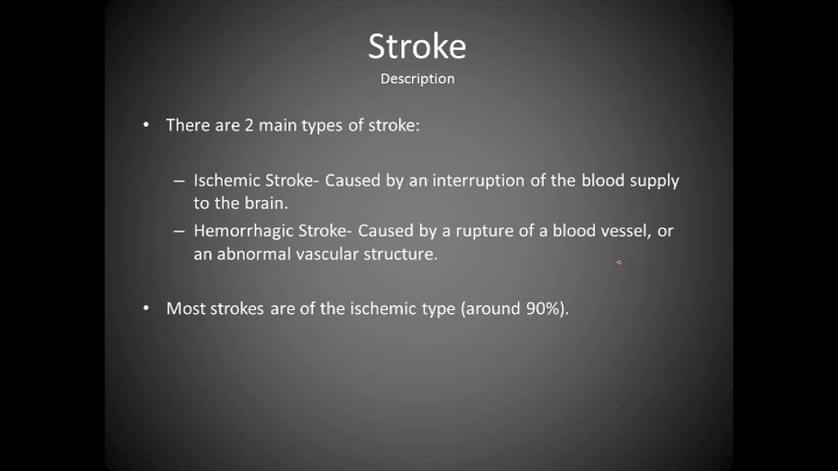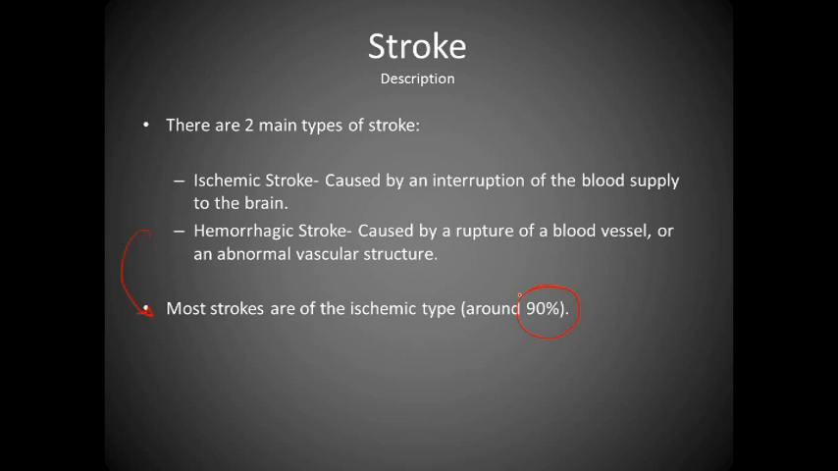Hemorrhagic stroke is something that everyone tries to focus on, and it's caused by a rupture of blood vessels or an abnormal vascular structure. However, your hemorrhagic strokes are going to be quite rare in comparison to the ischemic strokes, because most strokes are of the ischemic type, around 90%. So 90% of your patients are going to have the ischemic stroke versus the hemorrhagic stroke.